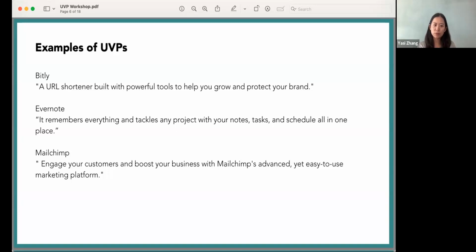It didn't talk about features. So you can see that a UVP actually is a simple sentence, very concise. It tells you what kind of benefits and results that you are going to deliver to a customer.